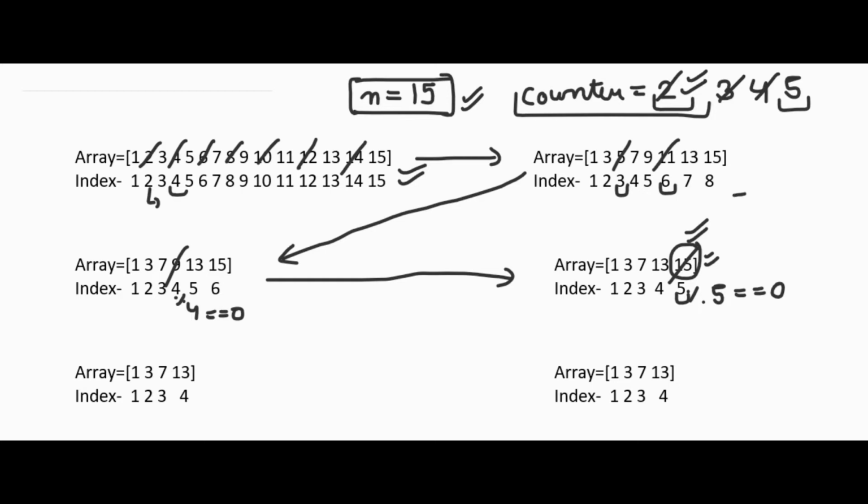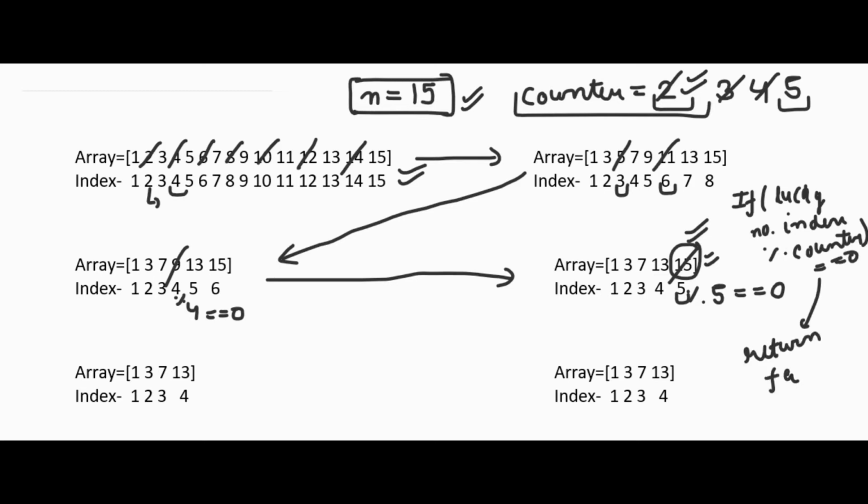So let me write it here. If the lucky number index is divisible by the counter value at that iteration, that means we have to return false, which means it is not a lucky number. But let's continue this process and we will see when we have to stop.